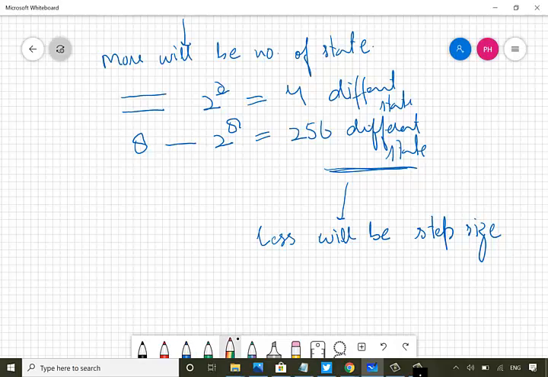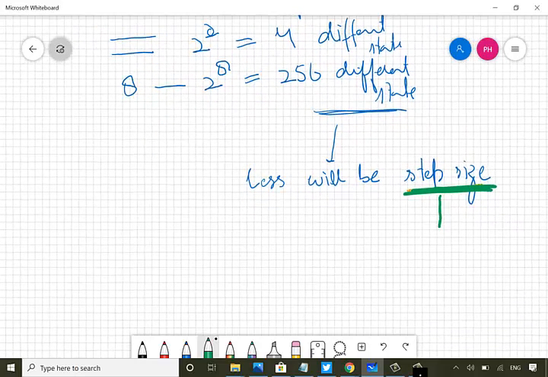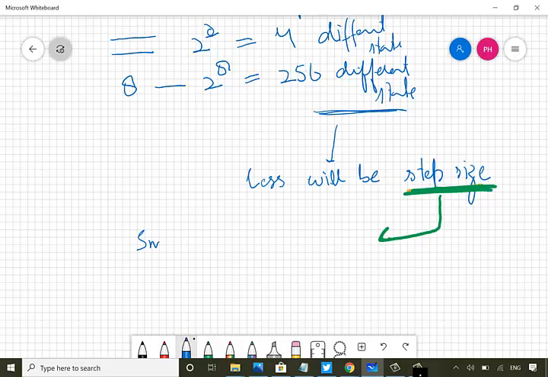Step size is the second most important term related to ADCs. What exactly is step size? Step size is actually the smallest change that can be recognized by ADC.